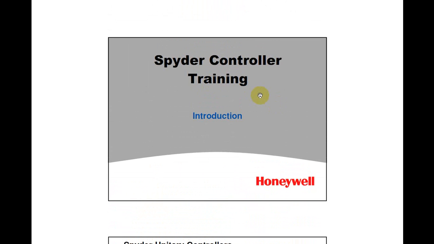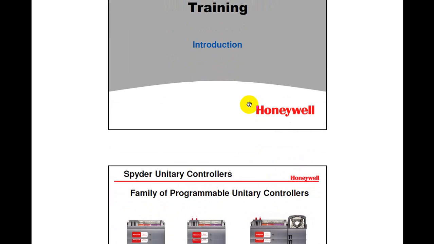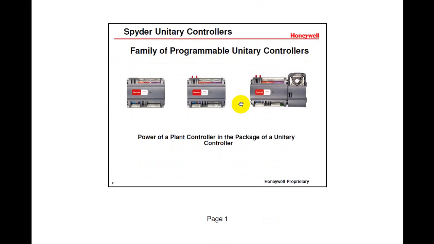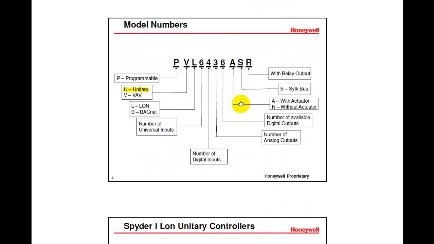You will see a variety of spiders on either BACnet protocol or LON. That's how its part number is given. First is P. P stands for programmable. Another variety of spiders comes with part C instead of P. That is your Stryker. These are pre-programmed controllers. Then V stands for your VAV.